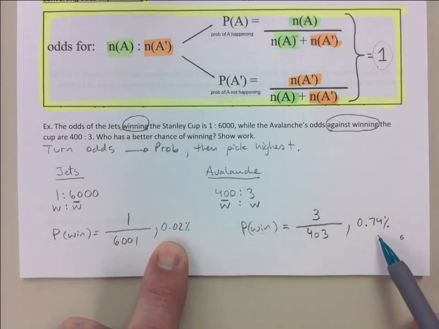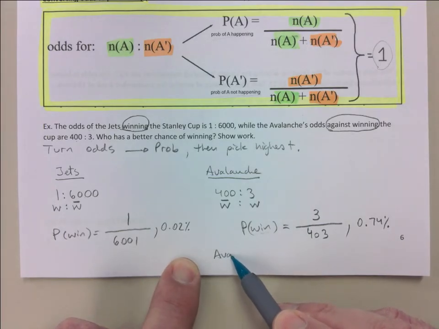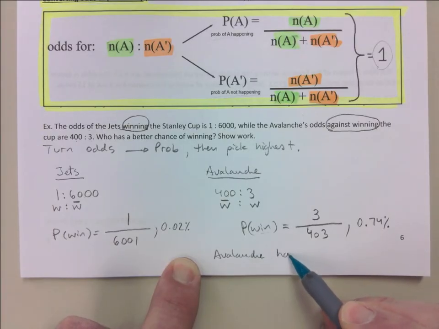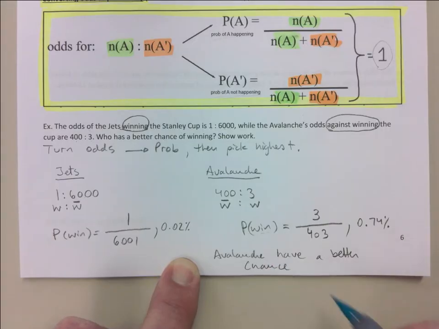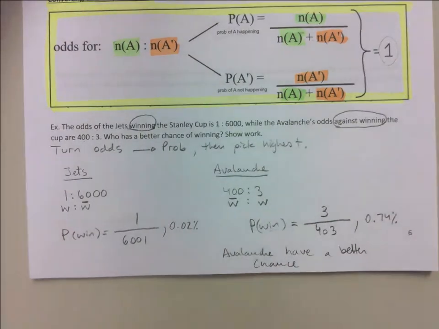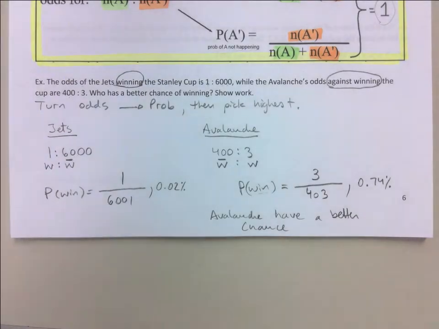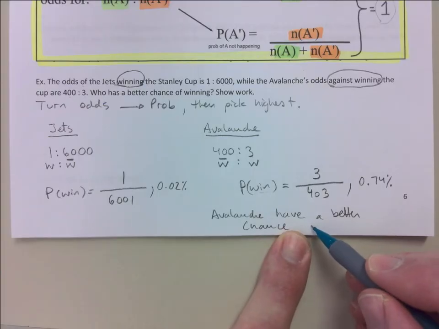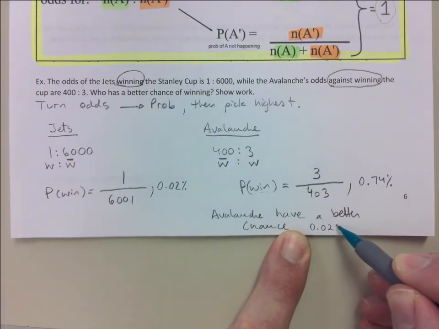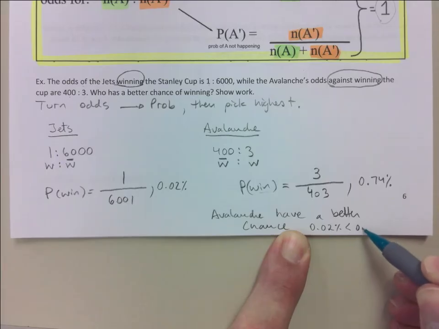So who has the higher chance? Avalanche, right? I will just do this here. I'll just say 0.02% is less than 0.74%.